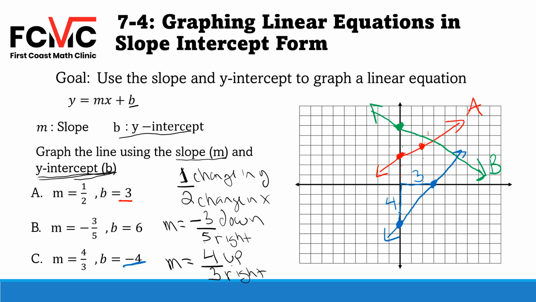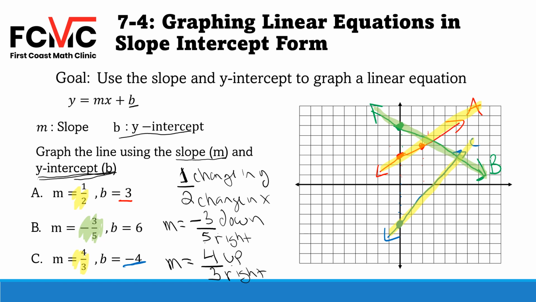And that's our graph for line C. One thing I want to point out here is for lines C and A, we have a positive slope, and our lines increase and increase as we go from left to right. We read our graph from left to right. For line B, our slope is negative, and line B decreases.